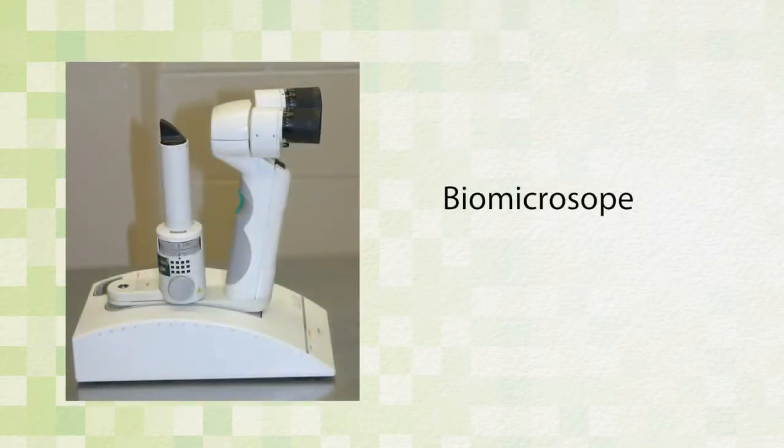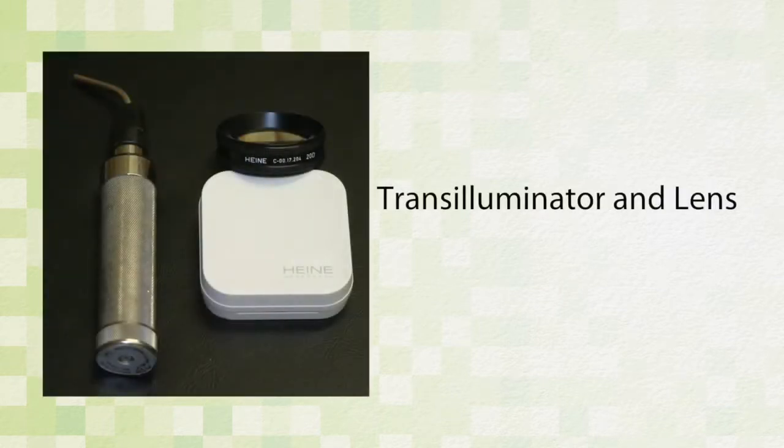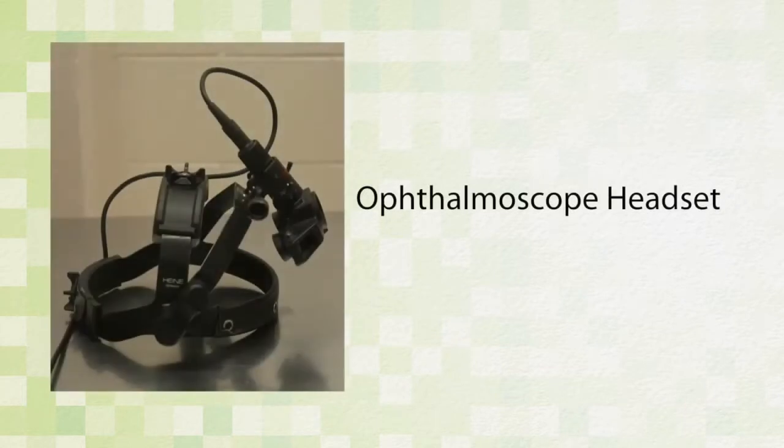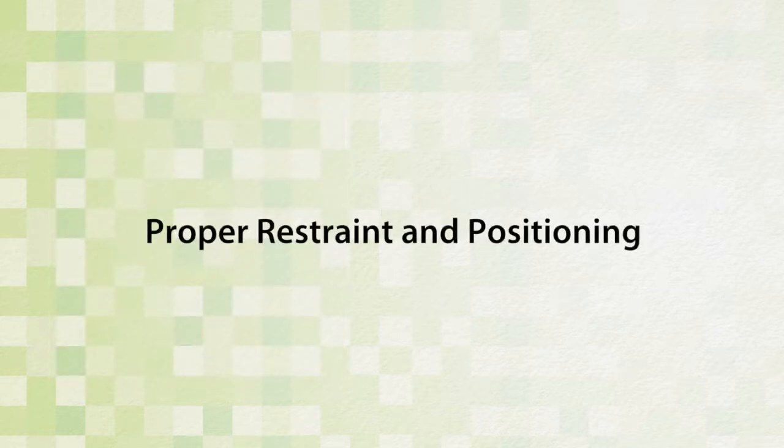Advanced specialized equipment such as a biomicroscope is beneficial in that it allows for more magnification and thus a more detailed ophthalmic examination. However, this instrument can be expensive and requires more skill to become comfortable in its use. For fundoscopic examination, an indirect ophthalmoscope headset permits stereoscopic viewing of the fundus compared to a transilluminator and lens. This is a nice instrument to have, but it can also be costly and therefore is not always available to the general practitioner. Proper restraint and positioning are essential for a good ocular examination.